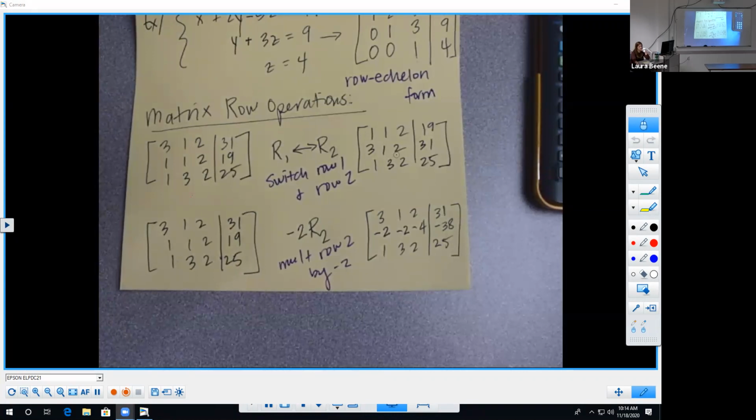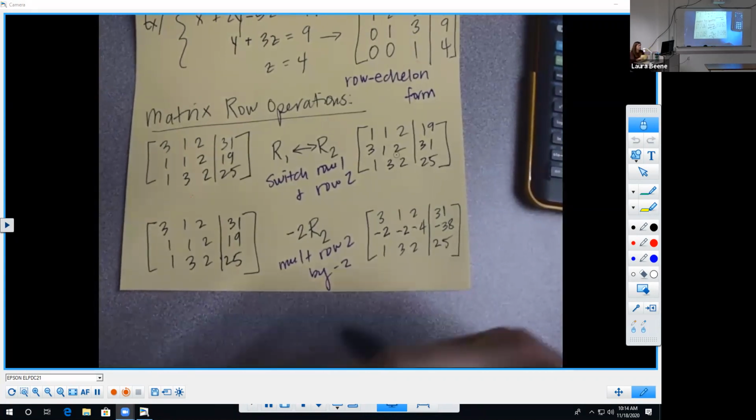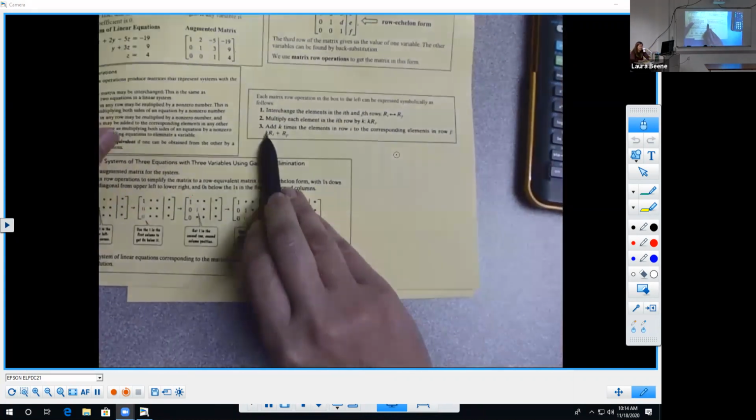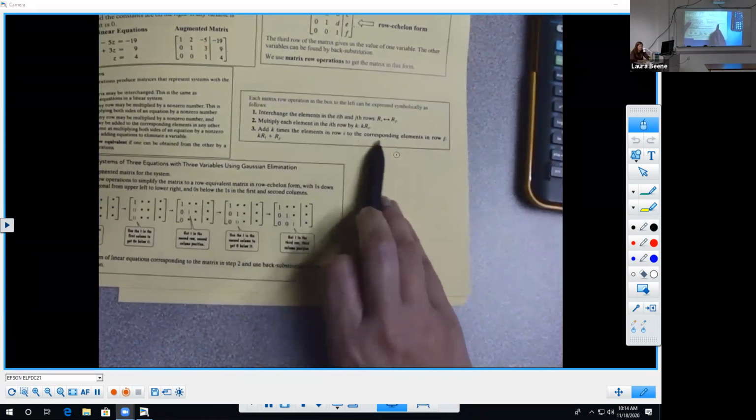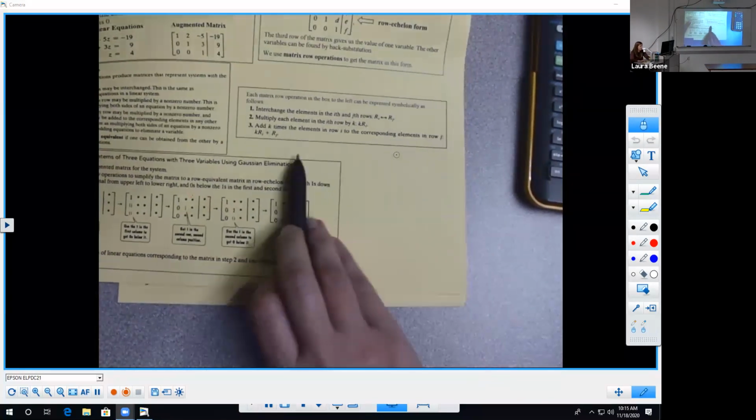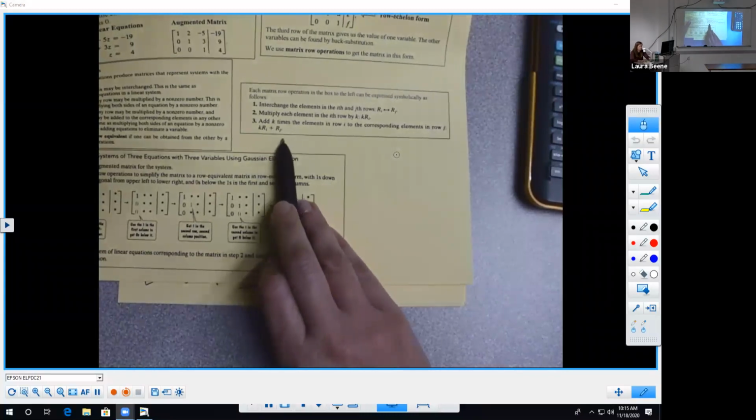Everybody good with that? Okay, the last one's the hardest because it's a couple steps altogether. Okay, so we can add k times the elements in row i to the corresponding elements in row j by doing this: k times row i plus row j.